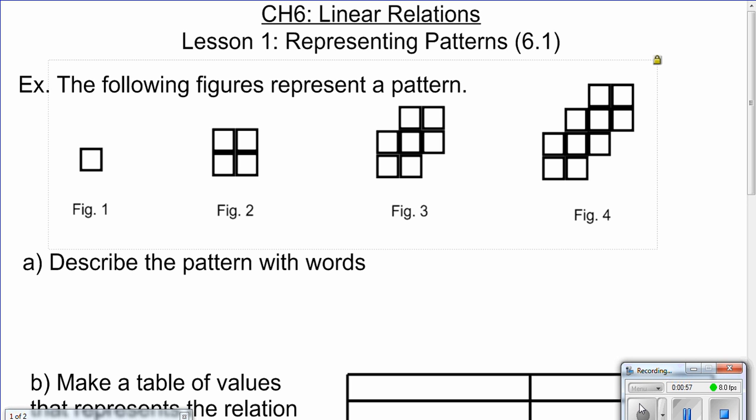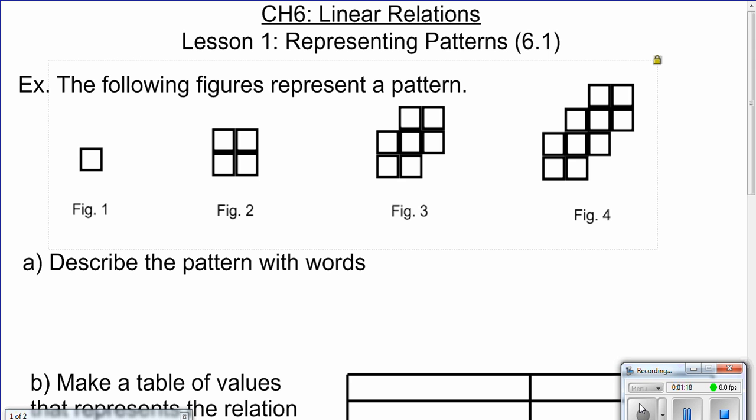And by the end of this lesson, we're going to be expecting you to describe patterns in words, to create a table of values from a pattern as an image, and then write the expression or the equation that represents the pattern relationship. So just to start, let's take a look at this pattern and let's start describing it in words.